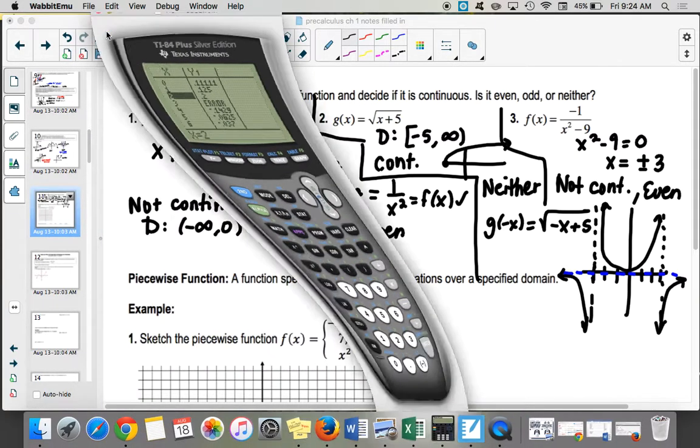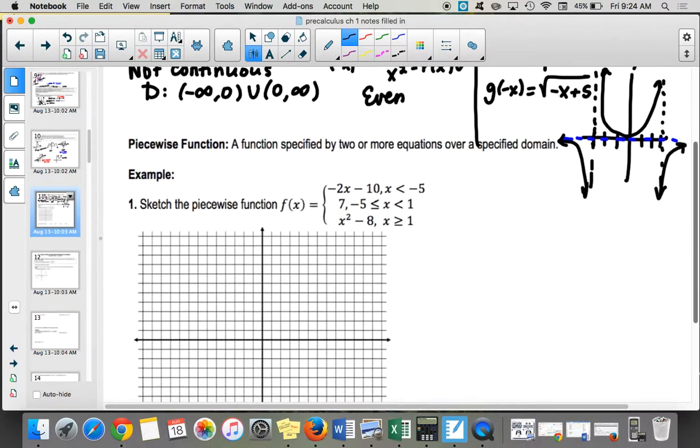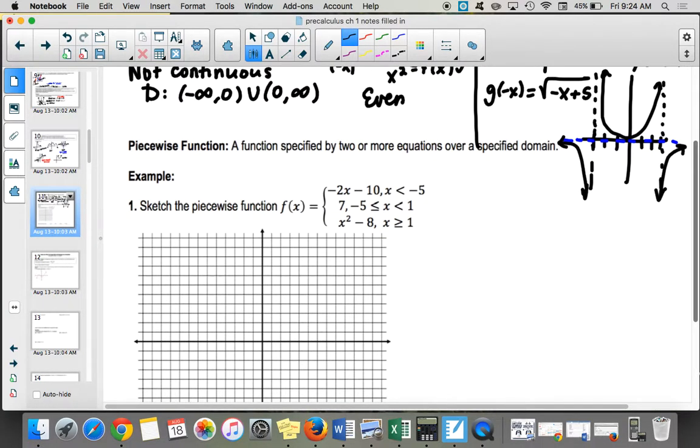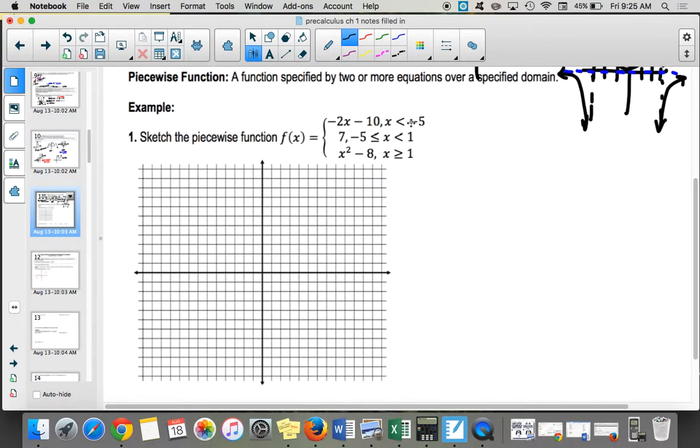All right. The last thing we have to talk about is piecewise functions. We did these in Algebra 2. You didn't like these at first either, but I think you guys figured them out. So let's see if we remember them. A piecewise function is specified by 2 or more equations over a specified domain. Sketch the piecewise function. On the right-hand side, it's telling us the different domains. The way I had you do this in Algebra 2 is I had you write the 3 different parts.